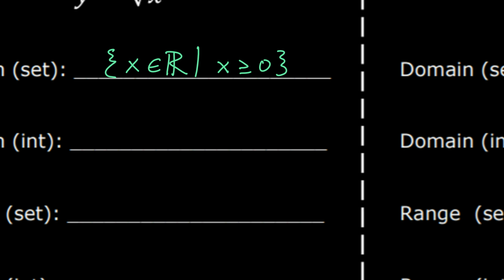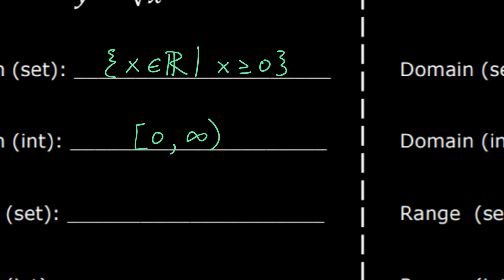Okay, how would this look in interval notation? Yes, it's the brackets and parentheses. What is our least value? Is it going to be a parenthesis or bracket? Bracket. 0 to infinity. Good.